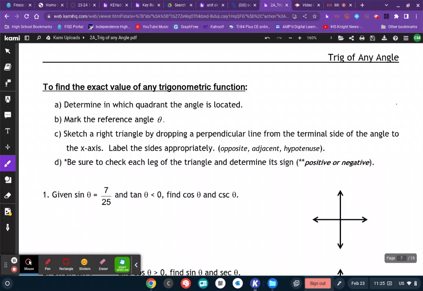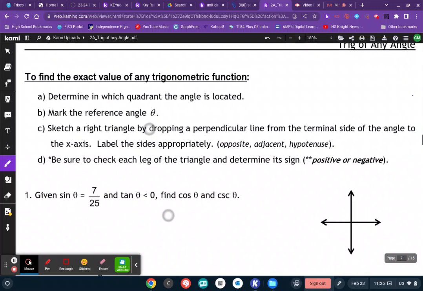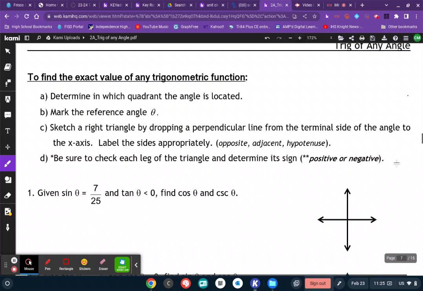Okay, this is called Trig of Any Angle. So now we're going to expand to think of our trigonometry, to use trigonometry that's not necessarily on the unit circle. We're still going to use those skills that we learned about finding the trig functions and how to find angles based on the x and y coordinate grid, and still remember the skills we learned about reference angles and such, but we're going to apply it a little bit differently.